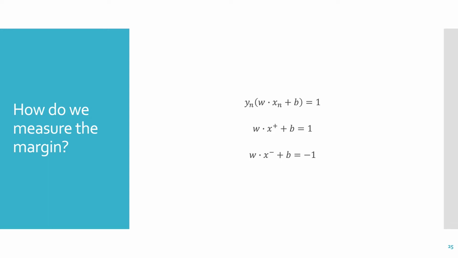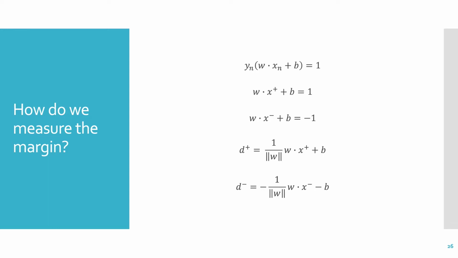So we need to project x plus and x minus onto W, but the only way we can do that is make sure that W has length 1. So we divide W by the length of W to get a unit vector here and here. Then we can take the dot product of this with x plus and with x minus, and then add b. And that will give us the distance from x plus to the hyperplane.